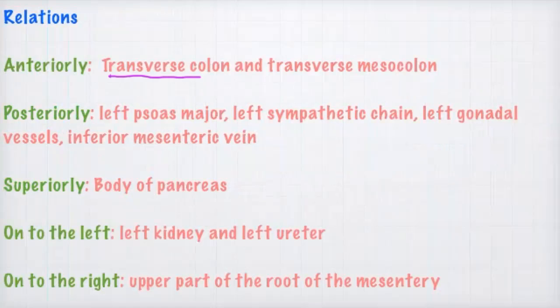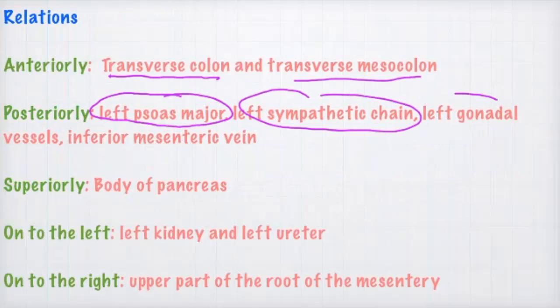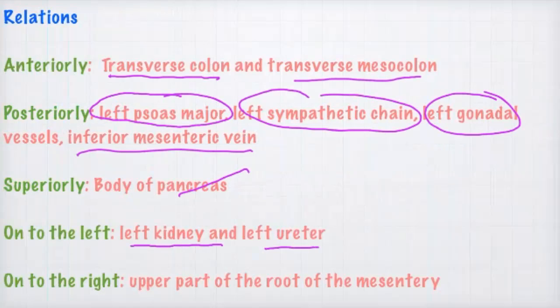Anteriorly transverse colon, mesocolon; posteriorly left psoas, left sympathetic chain, left gonadal vessels, inferior mesenteric vein; superiorly pancreas; on to the left, left kidney and left ureter; on to the right, upper part of the root of the mesentery, right? So we will see.